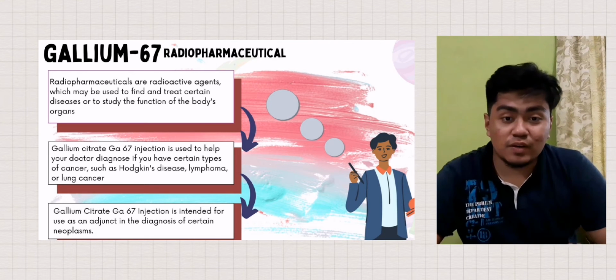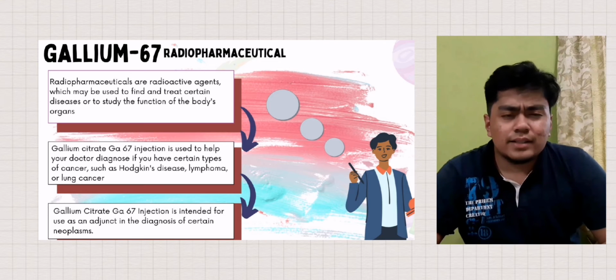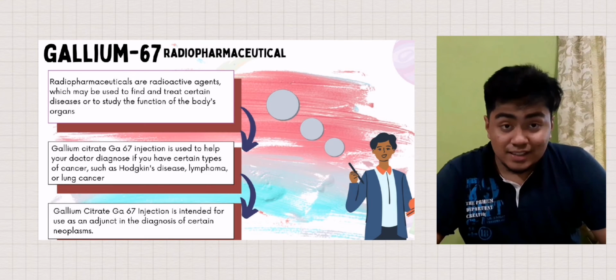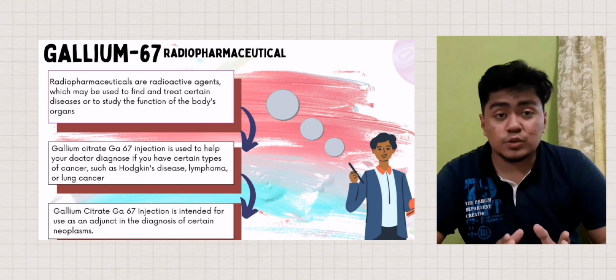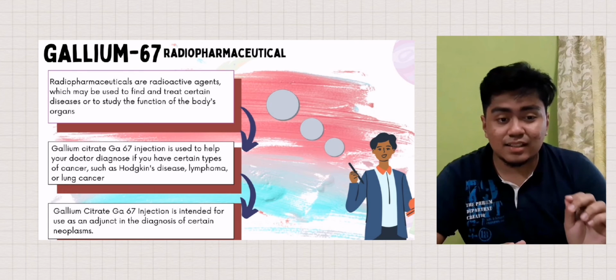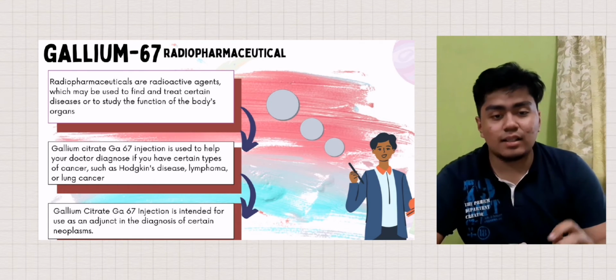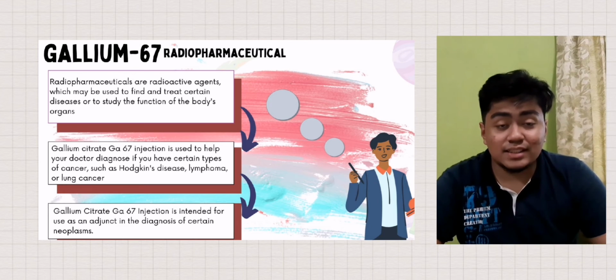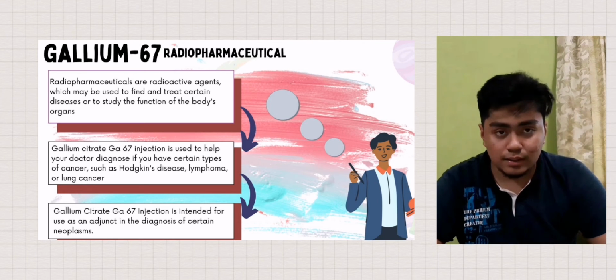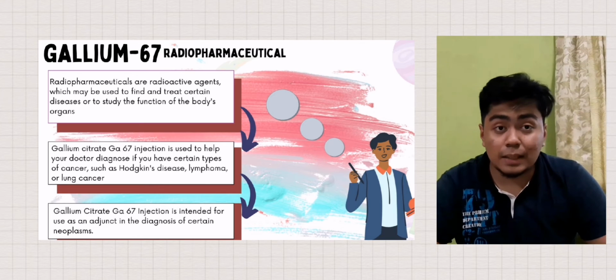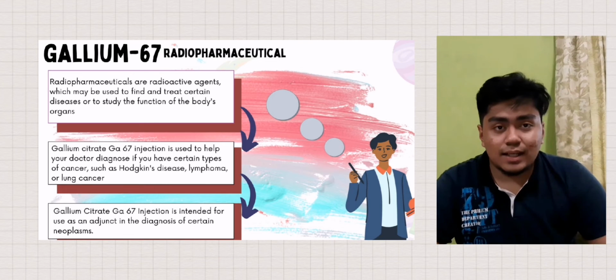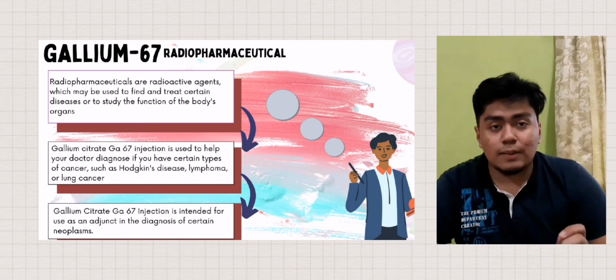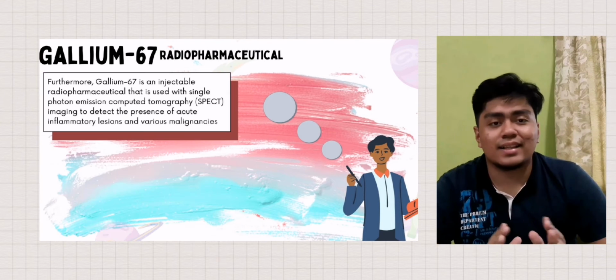Gallium-67 is used as a radiopharmaceutical. Radiopharmaceuticals are radioactive agents which may be used to find and treat certain diseases or to study the function of the body's organs. Gallium citrate 67 injection is used to help your doctor diagnose if you have certain types of cancer such as Hodgkin's disease, lymphoma, and/or lung cancer.